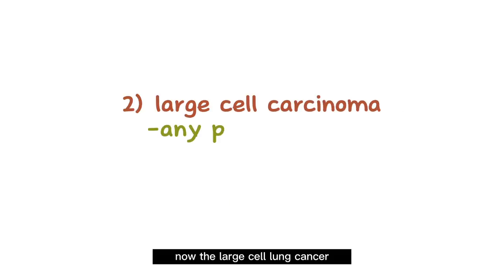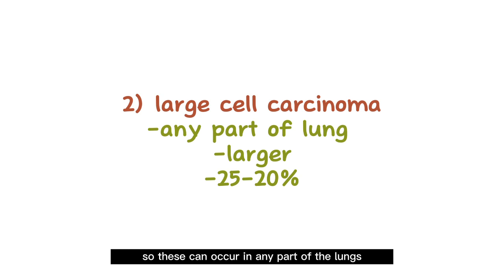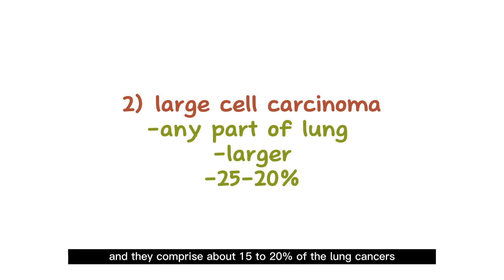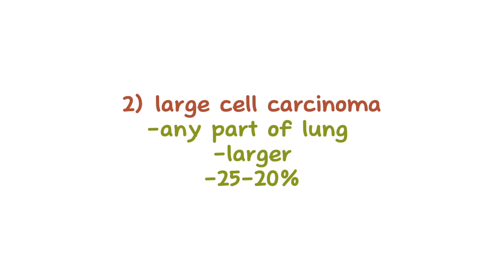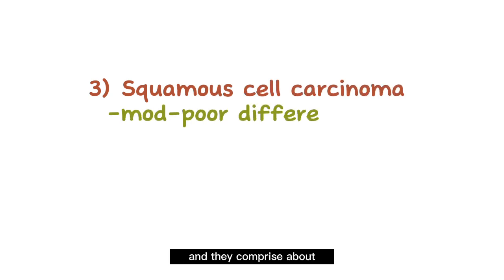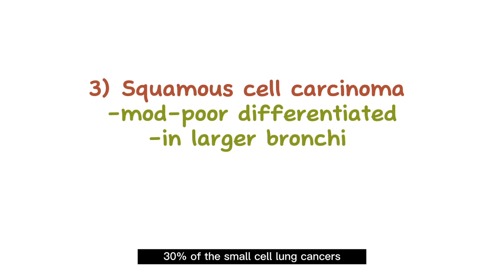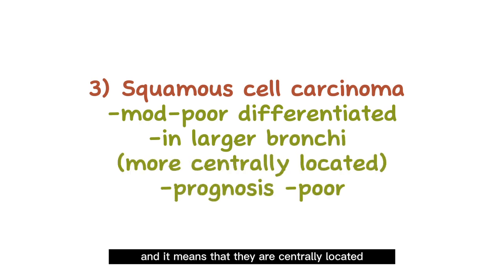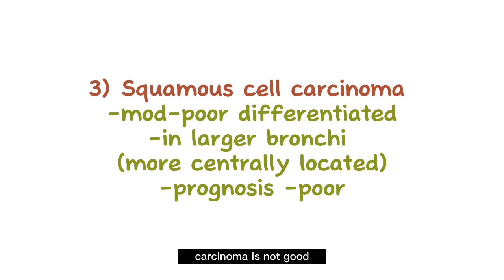Now the large cell lung cancers can occur in any part of the lungs, and these are larger in size and comprise about 15 to 20% of lung cancers. Then squamous cell carcinoma. Squamous cell carcinomas are moderately to poorly differentiated and comprise about 30% of lung cancers. They occur in the larger bronchi, which means that they are centrally located, and after that they can affect the whole lung. So the prognosis of squamous cell carcinoma is not good.